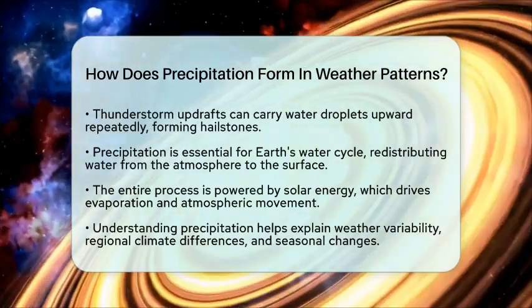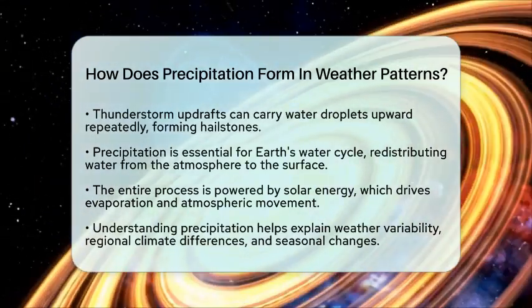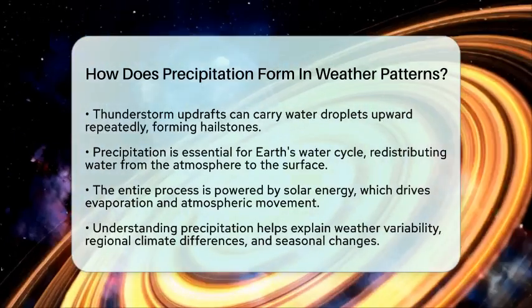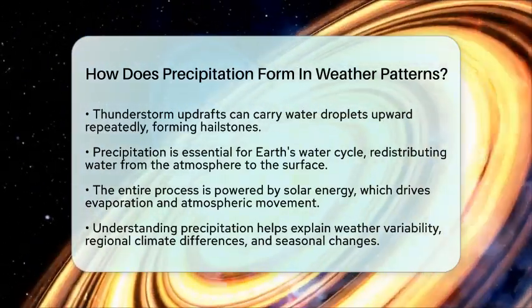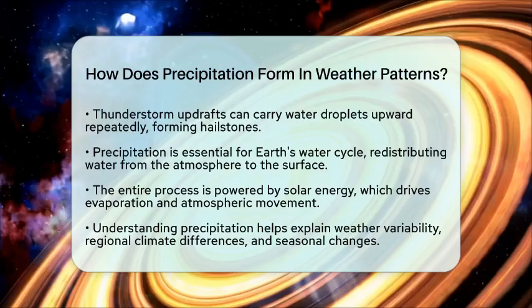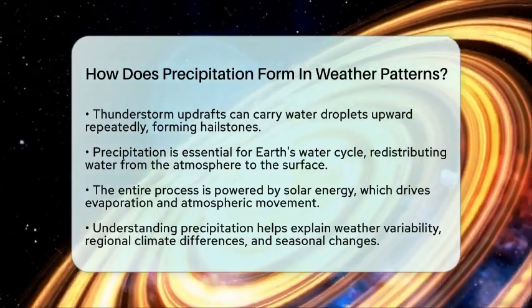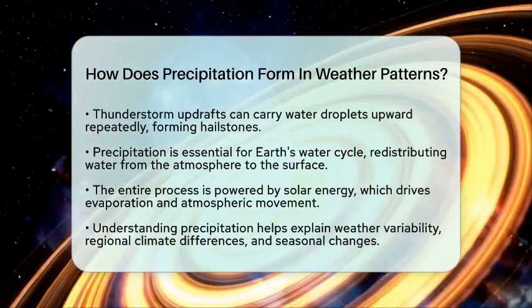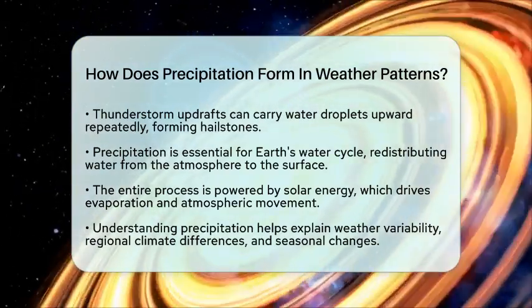Precipitation plays a vital role in Earth's water cycle, moving water from the atmosphere back to the surface. It influences weather patterns, ecosystems, and even agriculture. The energy from the sun powers this entire process by driving evaporation and atmospheric circulation.